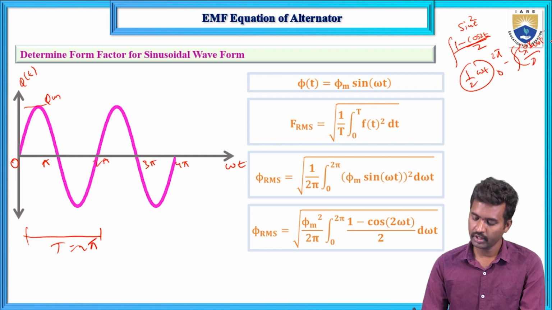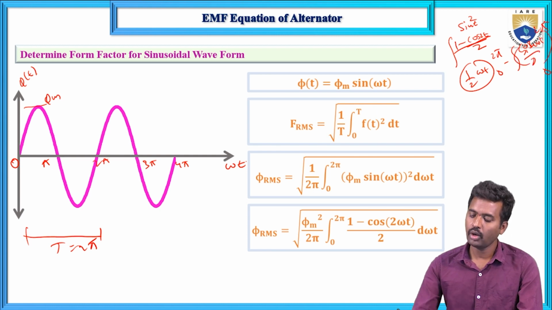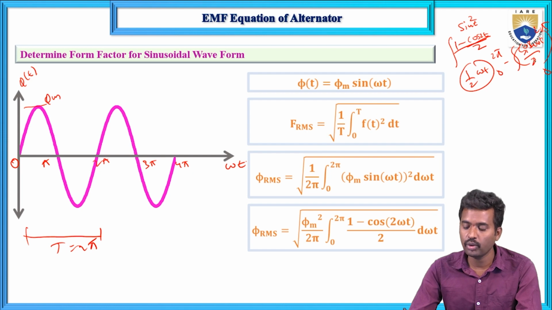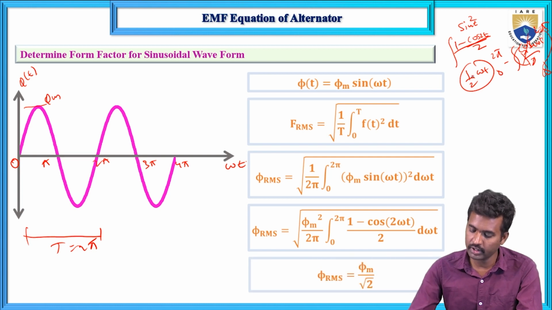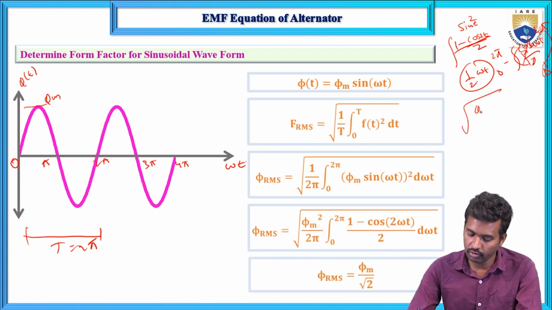That gives sin 2ωt by 2ω, from 0 to 2π. Here, the sine of 0, π, 2π, 3π, 4π, any multiple of π, is always 0. So at 0 and 2π this value is completely 0. If you simplify, the square root of φm² divided by 2π, times 2π minus 0, times 1 by 2, gives φm by root 2 only.